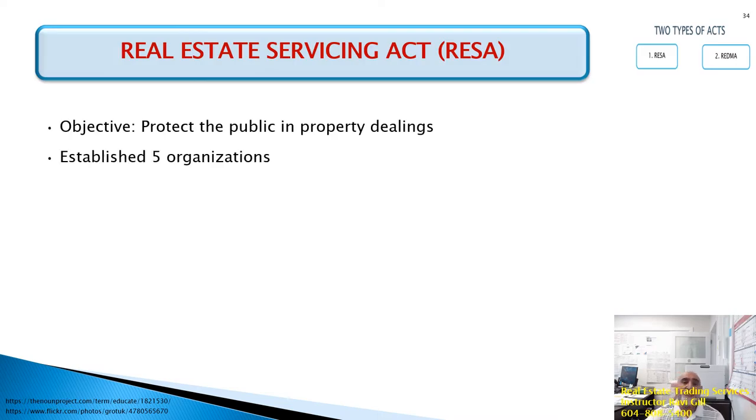Okay, so the objective of the Real Estate Services Act is to protect the public regarding property dealings. There's 5 organizations. The Real Estate Services Act establishes a requirement of the sales procedure. First step, disclosure of agency, and the last step, filling out what's called a trade record sheet. And they decide how documents must be given, if there's an accepted offer, and so on.